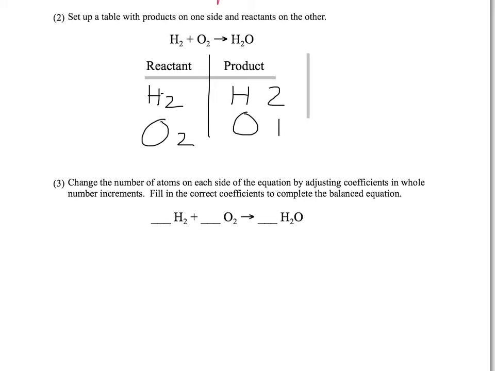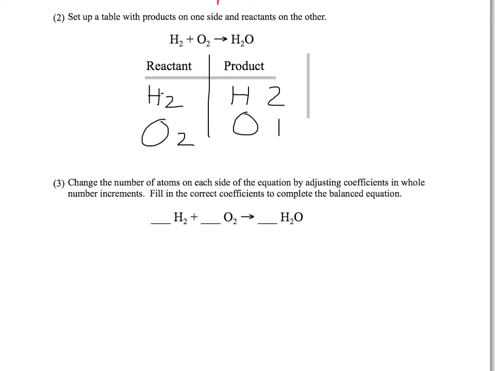Well, the next thing we can do, and the final step here, is to change the number of atoms on each side of the equation by, and this is very, very important, adjusting the coefficients in whole number increments. It has to be in whole number increments, okay? So you need to make sure that you're following that rule. You can't have half an oxygen atom. It wouldn't be an oxygen atom, right? So let's go ahead and do that.